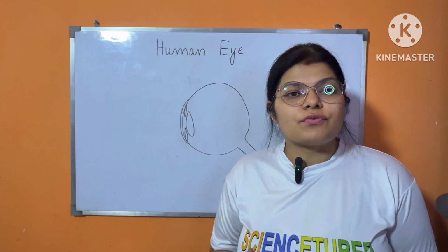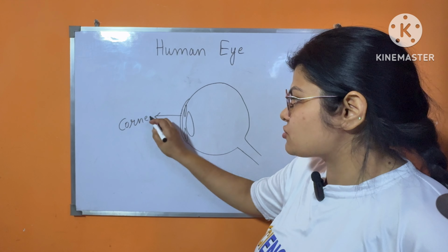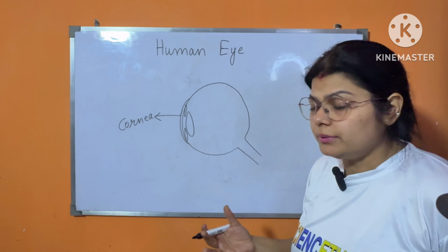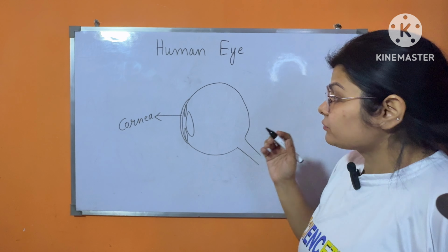The first part that we have in our eye, the outermost part of our eye, is the cornea. This layer on top of our eye is known as the cornea. It does not have any color, it's transparent, and it protects our eye from the outer environment. Next, after the cornea, we have the black part in our eye.